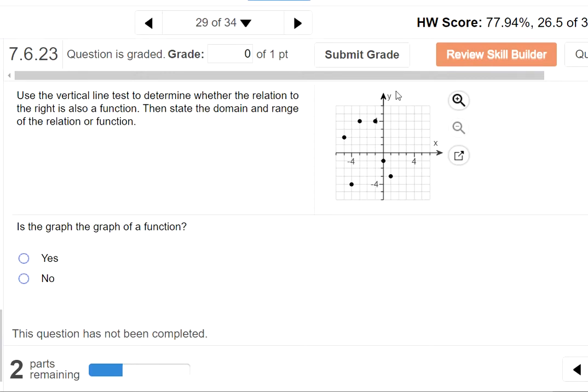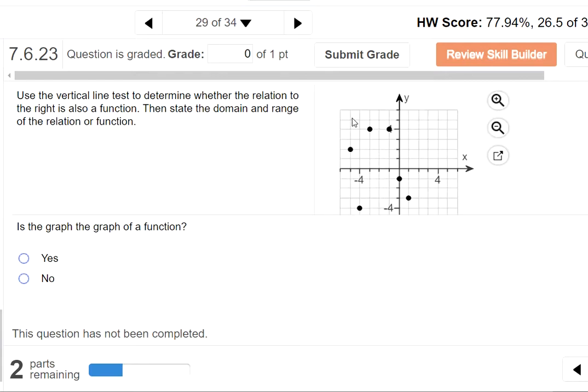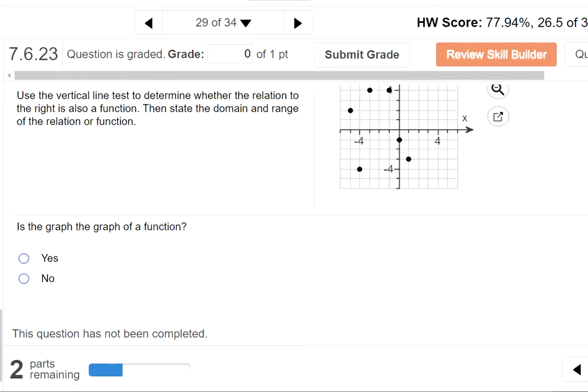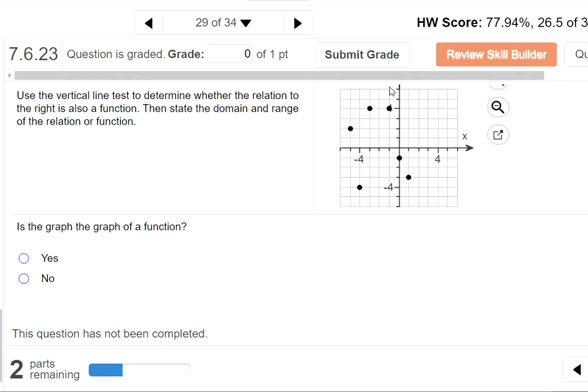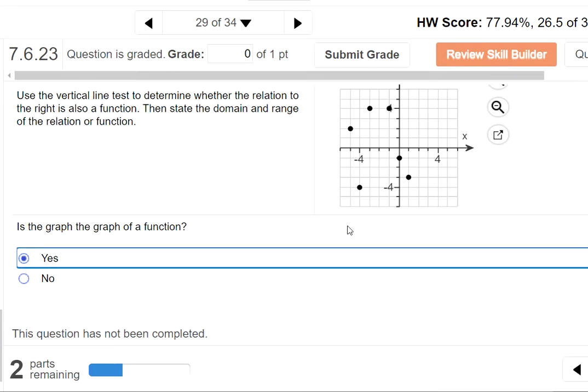The vertical line test works by just imagining a vertical line going through every point. Okay? If it only touches one point, it's a function. So far, with these first three, it doesn't touch any other points other than the one we're looking at. So if you make any vertical line on this graph, it only touches one point. So this is a graph of a function. It passes the vertical line test.